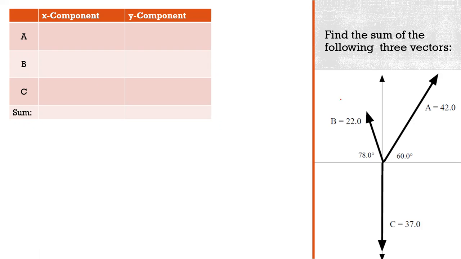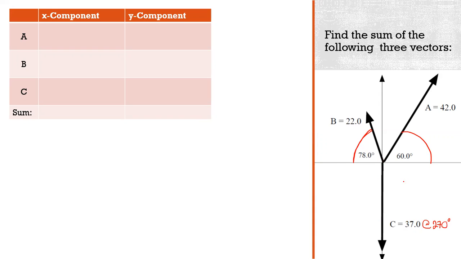In this particular example, we have 3 vectors. We have vector A at 60 degrees. It's 42 units long. Vector B is at 78 degrees, but not measured from 0 this time. And it is 22 units long. And then vector C is perfectly pointing south. So when it's pointing south, we could say that it's at 270 degrees. We don't have to specify how many degrees when we have it pointing south, and those are our 3 vectors.